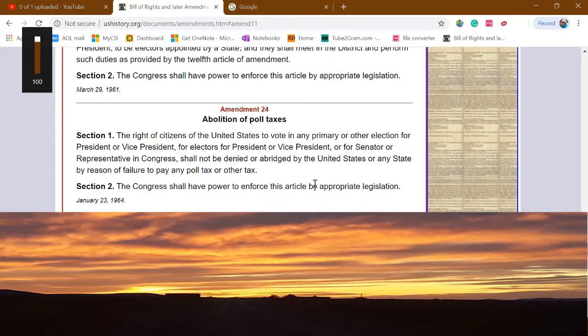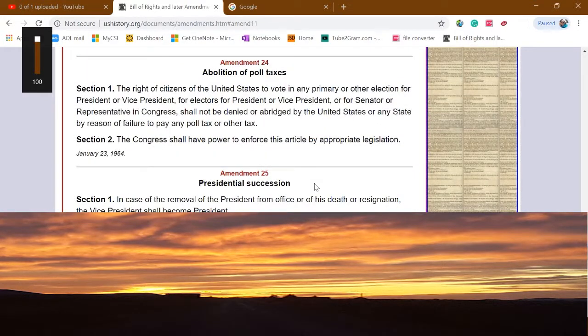March 29, 1961. Amendment 24. Abolition of poll taxes. Section 1. The right of citizens of the United States to vote in any primary or other election for president or vice president, for electors, or for senator or representative in Congress shall not be denied or abridged by the United States or any state by reason of failure to pay any poll tax or other tax. Section 2. The Congress shall have power to enforce this article by appropriate legislation.